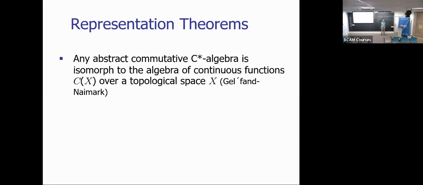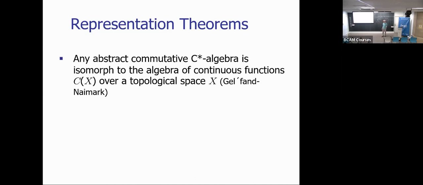So now we have brought so many different concepts together that we are able to formulate the two most important representation theorems. And in fact, we have seen something about this in the previous examples. But now, in general, any abstract commutative abelian C-star algebra is isomorphic to the algebra of continuous functions over some topological space. This has been proven by Gelfand and Neimark.